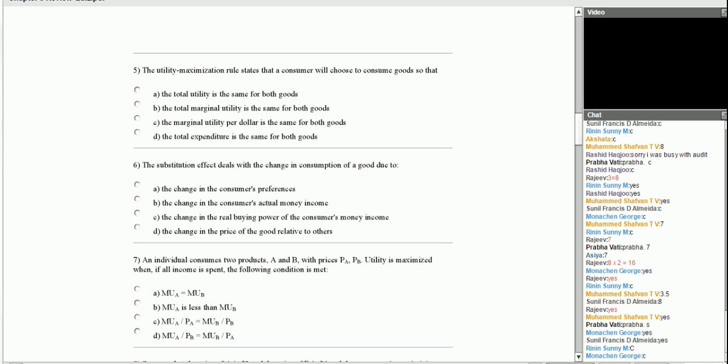Yes, Rinan and Monachin, the answer is correct. This is based on the law of equi-marginal utility only. It says that the marginal utility per dollar is the same, which means every penny spent should give the same amount of satisfaction to the consumer.